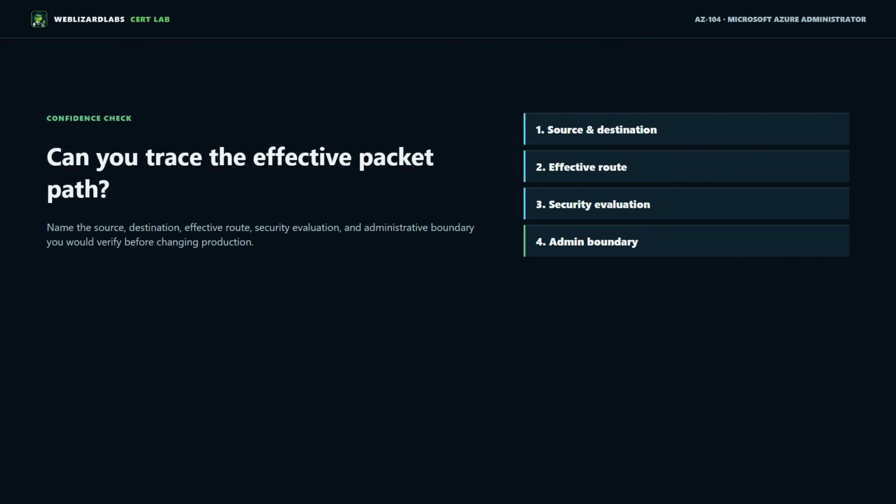Confidence check. For each networking decision, trace the source, destination, route, security evaluation, and administrative access boundary. If you can explain those five checks, you are building administrator-level judgment rather than memorizing isolated settings.